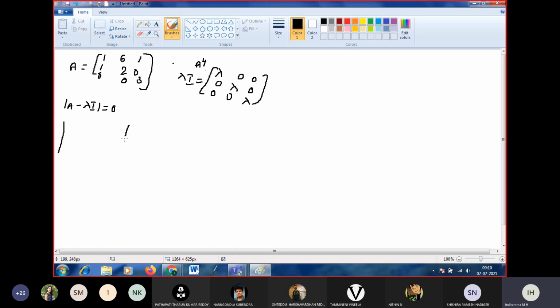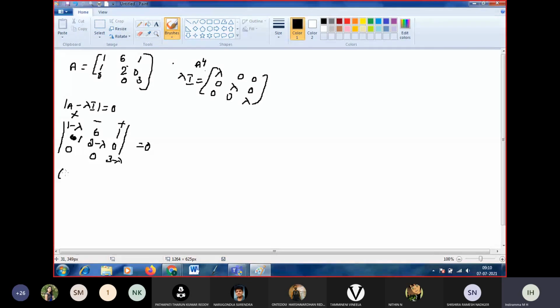Now consider the determinant of A minus lambda I, the matrix A minus lambda I, that is 1 minus lambda, 6 minus 0 is 6, 1 minus 0 is 1, 1 minus 0 is 1, 2 minus lambda, next 0 minus 0 is 0, next 0 minus 0 is 0, 0 minus 0 is 0, 3 minus lambda, is equal to 0. Now evaluate the third order determinant, plus minus plus.